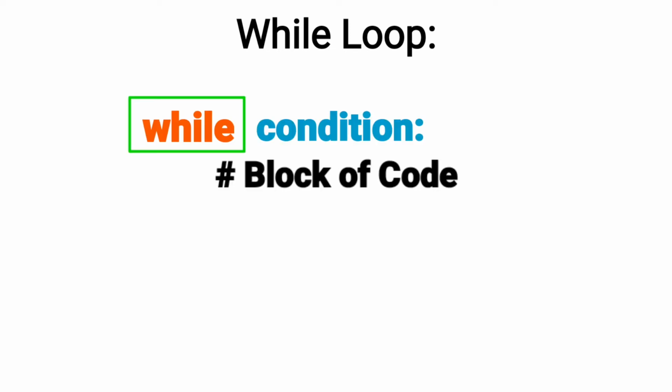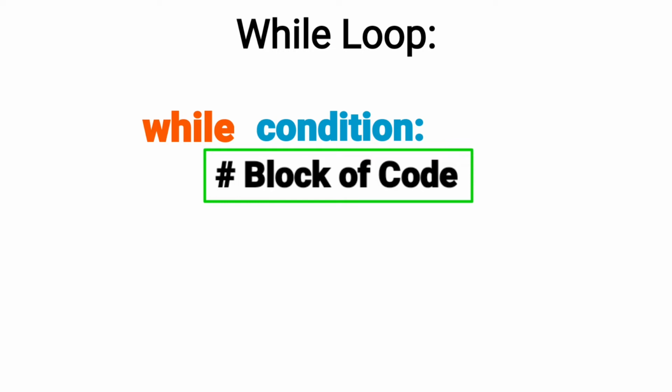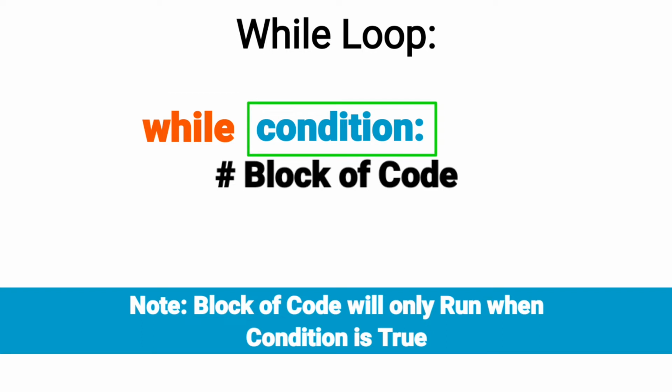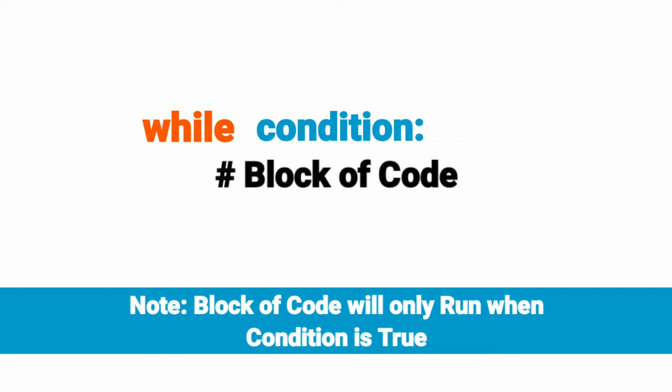The first part is the while keyword that you can see, which is just a word. The next thing after it is the condition, which decides when the block of code, the third part, will run. So the first part was while, the second part is the condition, and the third part is the code that will run when the condition is true.